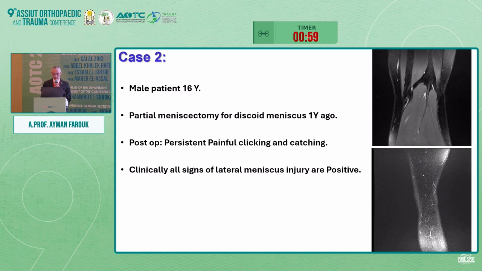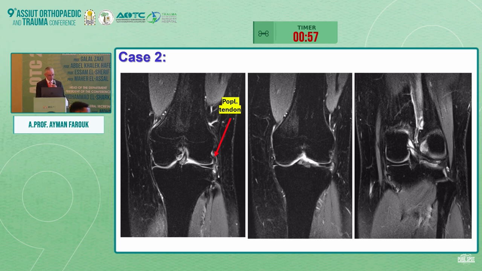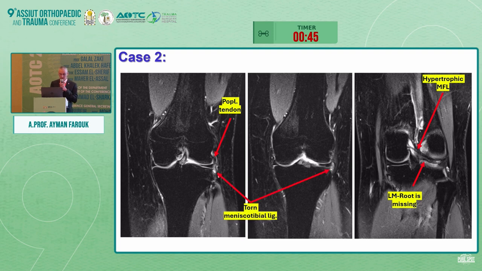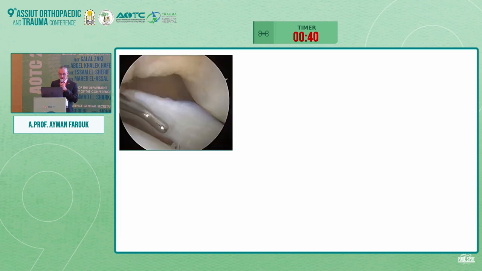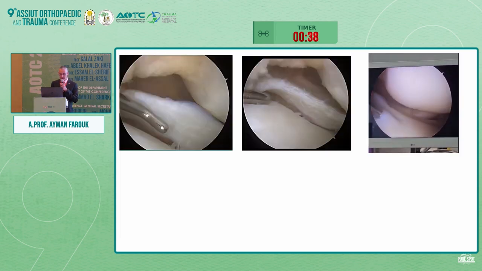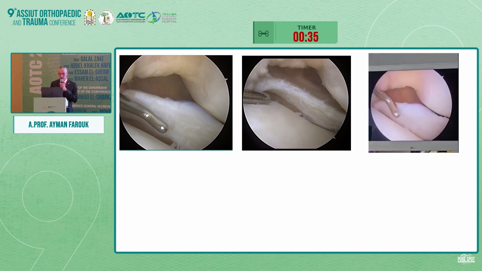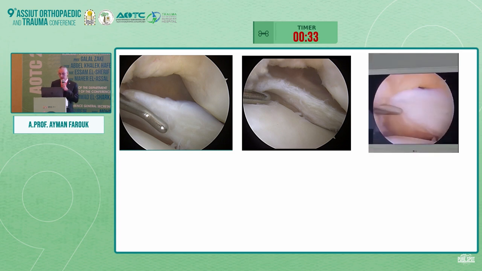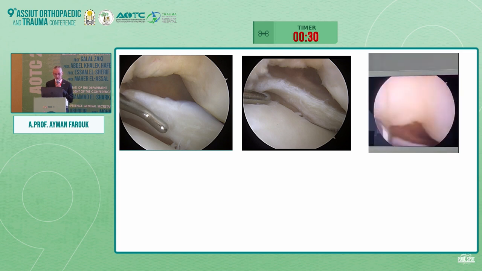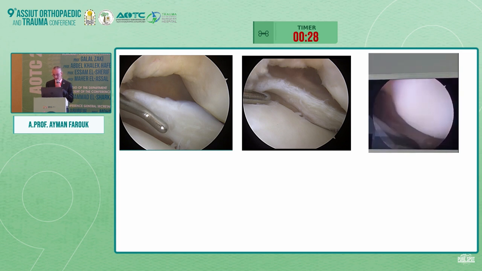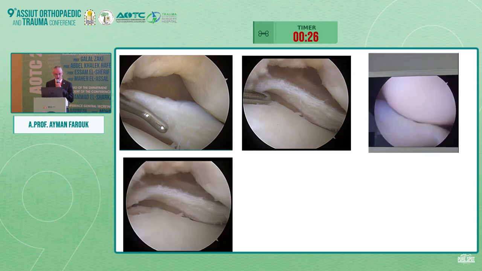As you see, the meniscus was saucerized, but you may say it's not completely saucerized. But if you look thoroughly again, you see the almost absent posterior horn, the hypertrophic meniscofemoral ligament, and the insufficient meniscotibial ligaments. Here again, intraoperatively, I went inside. You see the meniscus is lacking the posterior horn. It's well saucerized, and you see the previous surgery in the meniscus, but the posterior horn is hypermobile.